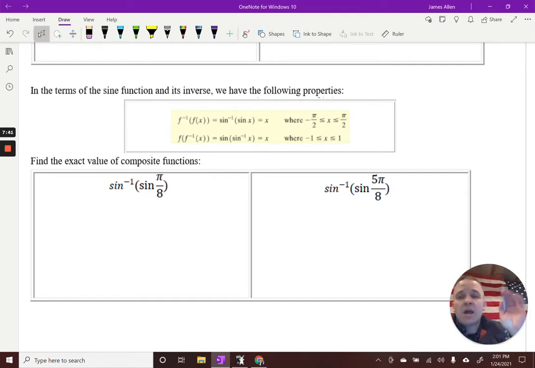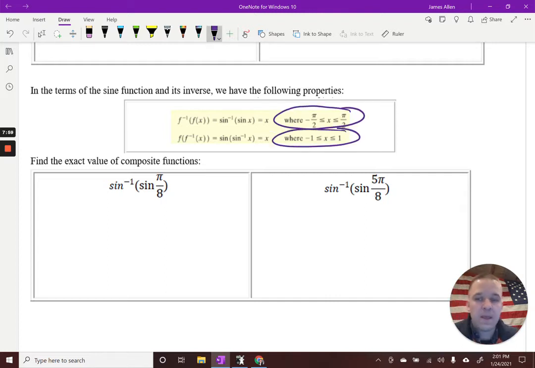Fingers crossed. In terms of the sine function and its inverse, just like in 5.2, we were talking about compositions of functions. The composition of the function and its inverse are going to equal x, and that's what you see here. Big things to remember are my restrictions here and here, okay? So let's take a look at this first one, shall we? Inverse sine of sine of pi over 8, right? So it looks like they just cancel each other out. You're left with pi over 8.